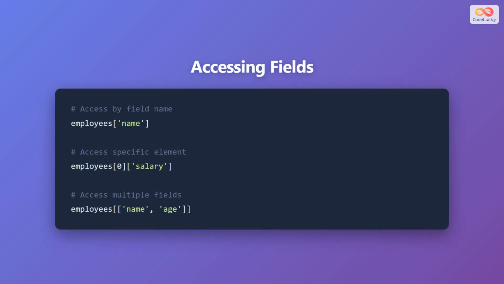Accessing data in structured arrays is straightforward. You can access an entire field by its name, like employee["name"], which returns all names. To access a specific element's field, use double indexing, such as employee[0]["salary"] for Alice's salary. You can also access multiple fields at once by passing a list of field names, like employee[["name", "age"]].